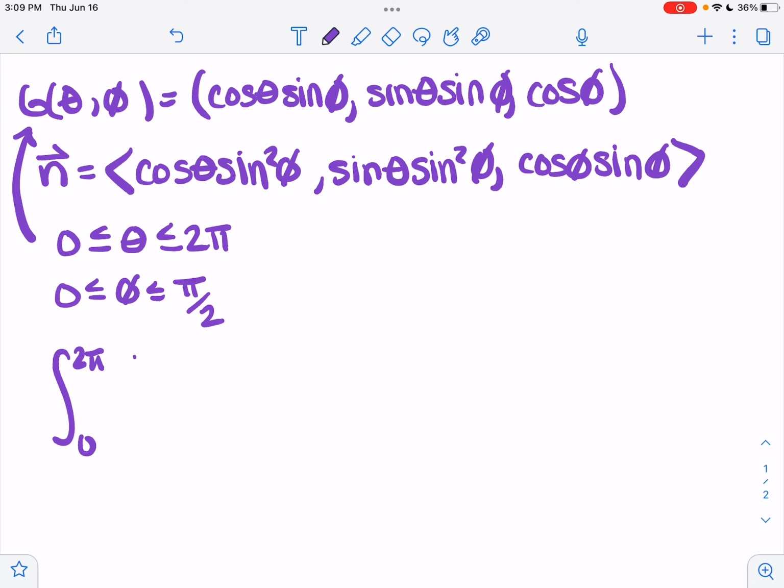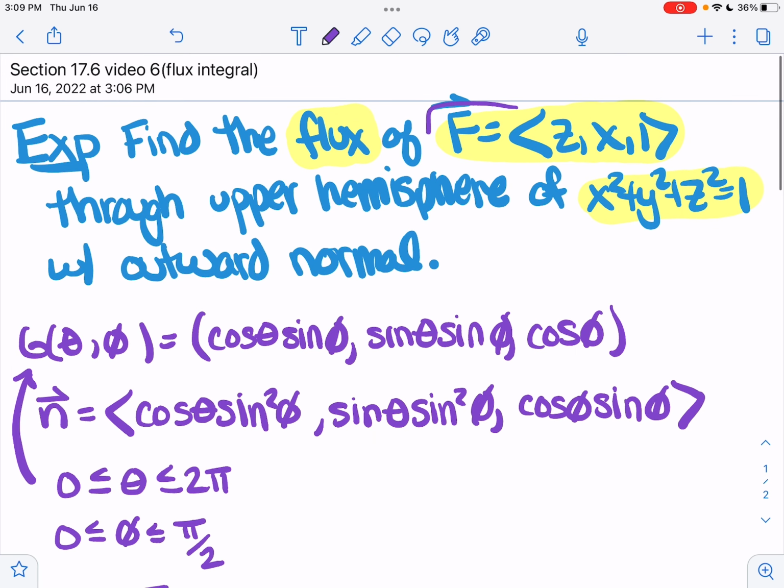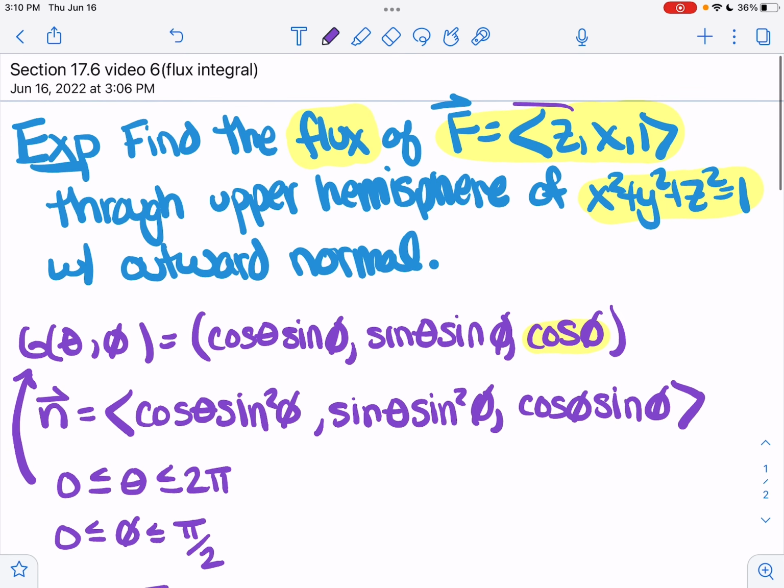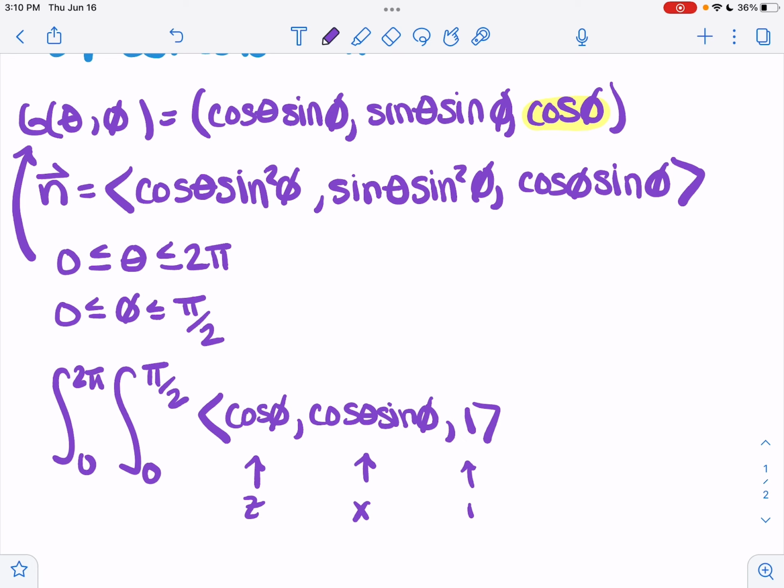Let's put theta on the outside, phi on the inside. And what we want to do is take our function that we're integrating and rewrite that in terms of our parameters. So that's z, x, 1. So z on our surface is cosine phi, and x is cosine theta sine phi, and 1 is 1. So that is z, x, and 1, which is the function we're integrating. So on the surface, we use the value of those things on the surface using the parametrization.